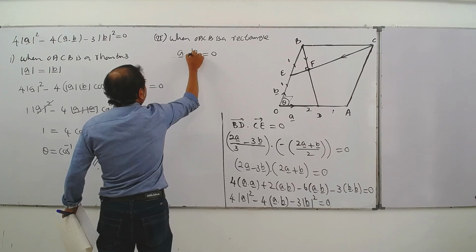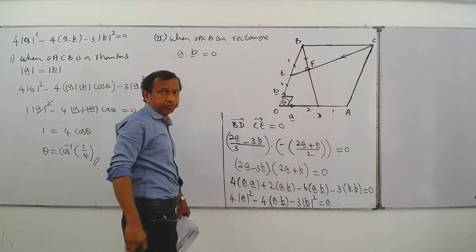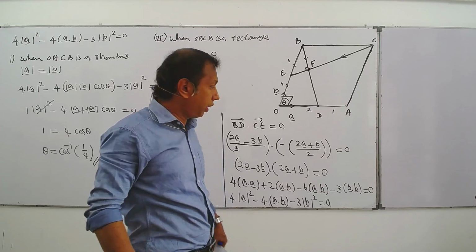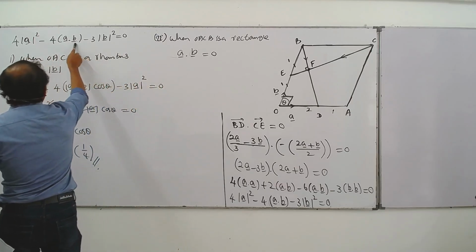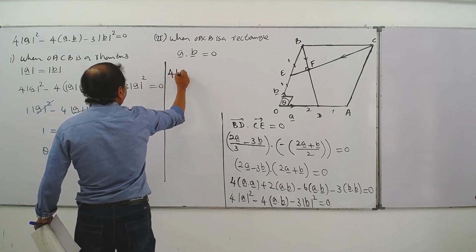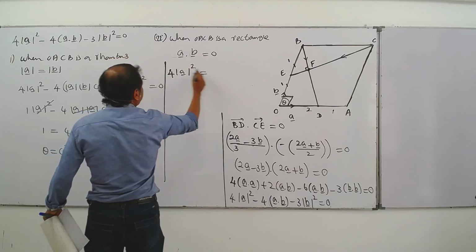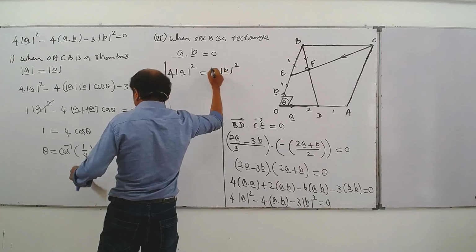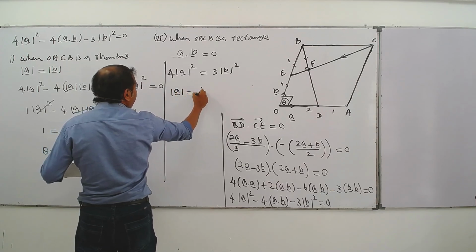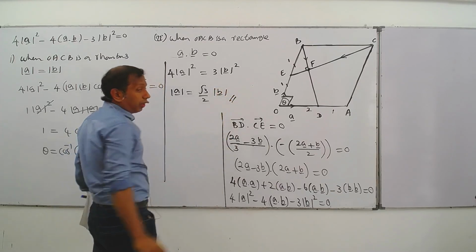Correct, no? Here this angle is 90. A vector and B vector perpendicular. Dot product of two perpendicular vectors is 0. A dot B is 0. A dot B 0 means this is 0. Then we can put 4 mod A squared, this is now 0, equals, bring this right hand side, 3 mod B squared. Then take the square root on both sides, mod A equals root 3 by 2 mod B is the answer. Right.